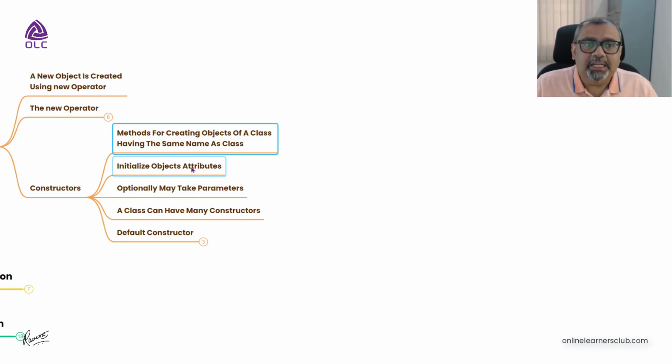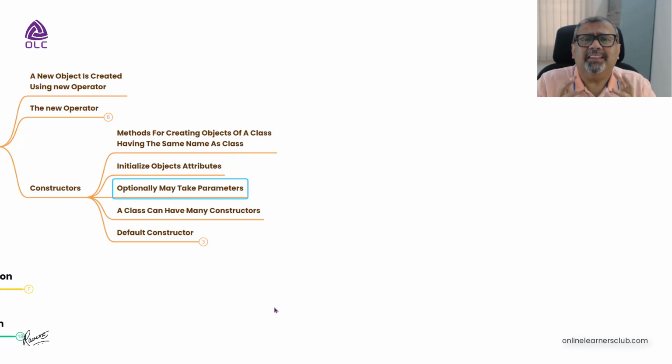Next, we can initialize the attributes in the constructor. And what is an attribute? An attribute is nothing but certain fields which are basically part of a particular class. And a class can have multiple constructors and optionally can take multiple parameters also. So this is very important.